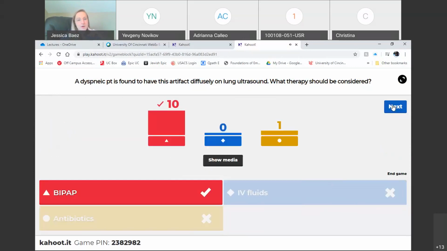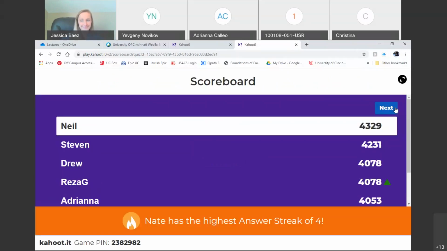Nice. So that picture showed B lines, and if you have them diffusely, that's pretty specific for pulmonary edema. So in that situation, you would obviously want to avoid IV fluids, not necessarily avoid antibiotics, but antibiotics aren't indicated on that alone. Instead, you should probably treat for pulmonary edema with BiPAP or whatever. Nice. All right.